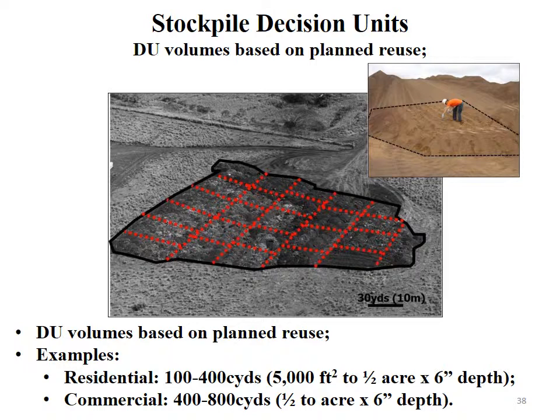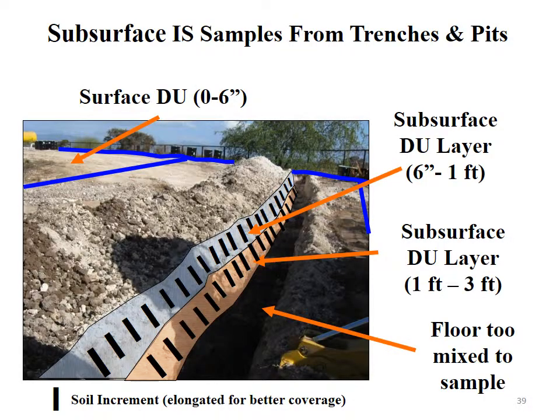Now, decision volumes for a commercial site is probably going to be a little bit larger, 400 to 800 cubic yards based on half-acre exposure areas, and they can be larger than that depending on what your reuse is of the soil. You can do incremental sampling for subsurface soils also. In this example, they dug a ditch or a trench through a site. They did standard surface incremental samples for the surface soils. Along the edge of the trench, they designated specific layers of soil for testing, and collected an incremental sample along the exposed layer of the soil within the trench.